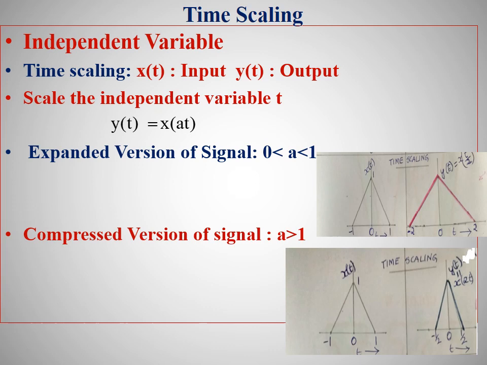The second example is the compression example, where the compression happens for a equal to 2, and here the signal gets compressed. The values which were in the time domain as -1 and 1 now become -half and +half.